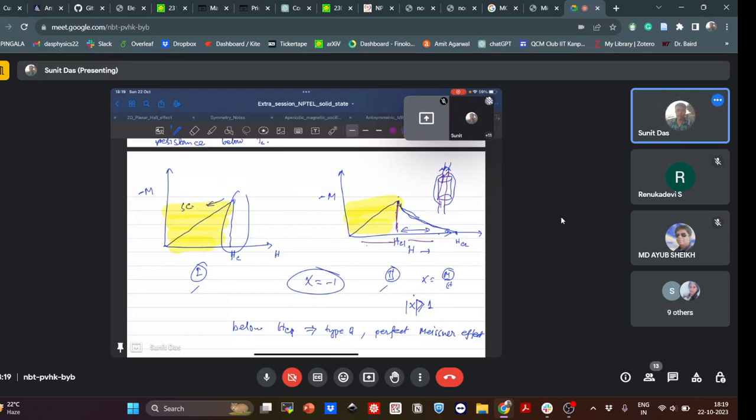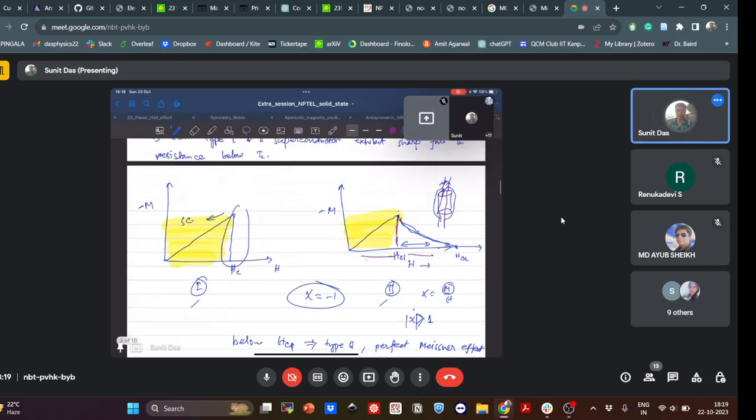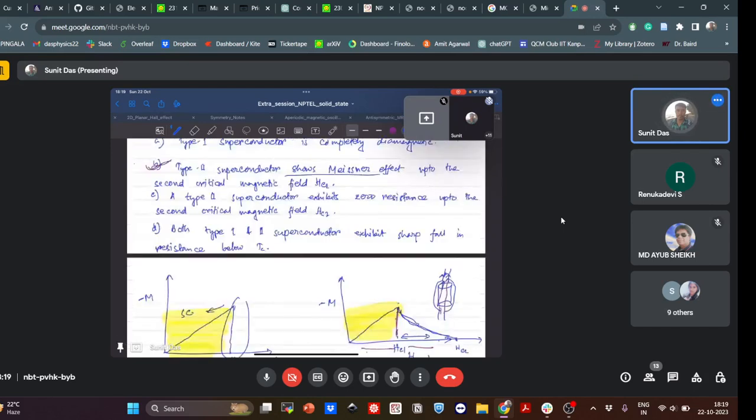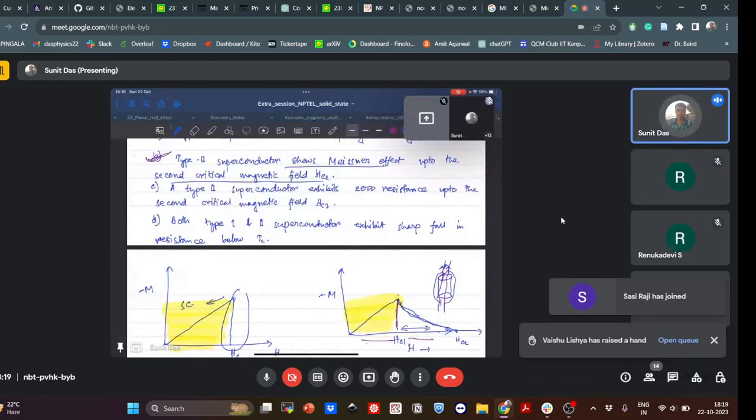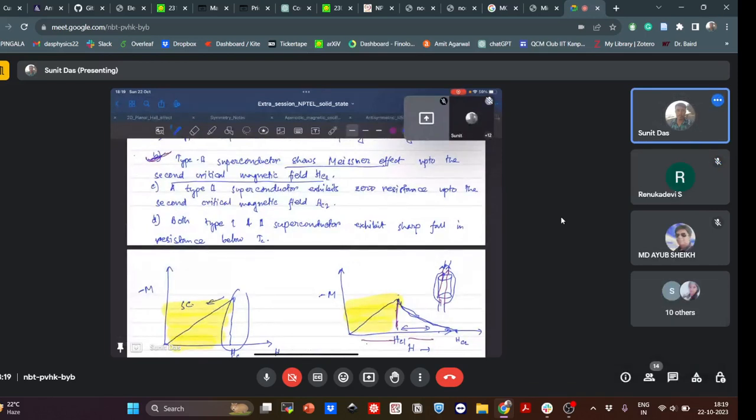So what is the option? Type 2 superconductor shows Meissner effect up to the second critical magnetic field. So this is partially true. This statement is not correct totally.